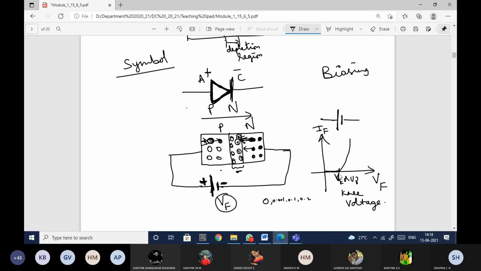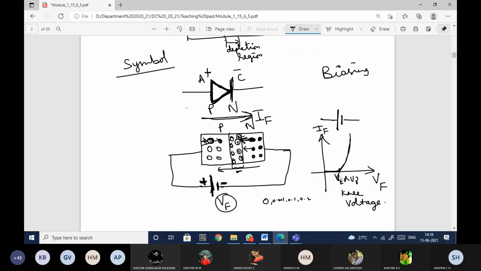As I'm increasing the VF, a very small, almost negligible current will flow through this. But once this barrier is eliminated completely, the electrons become free to move from the N side to the P side. The electrons are moving from this side to this side, and the conventional current direction will be opposite to the electron flow. So the current will be flowing in this direction. This is nothing but IF. Until the knee voltage, a very small current will flow, and after that it will increase like this.